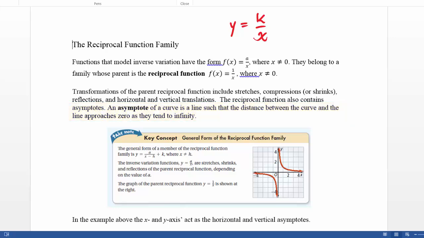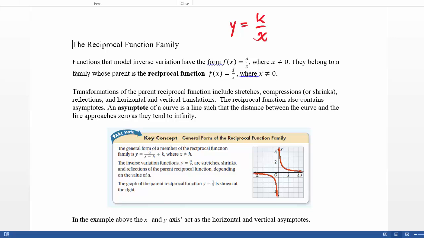Now, sometimes the graph will cross the asymptote. So basically what the asymptote is doing is dictating behavior on the x-axis, and it's actually creating a barrier on the y-axis. And we'll talk about that in more detail as we go into the next lesson.